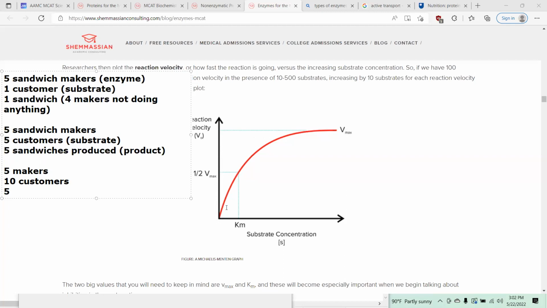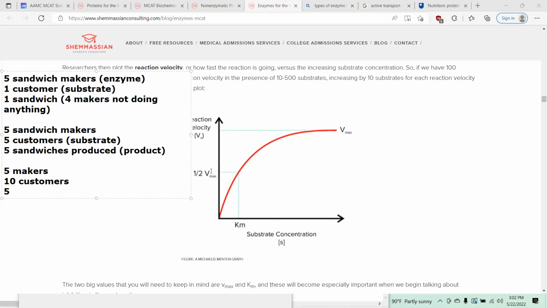So let's say this is one customer, and then this is two customers. This is three customers. This is four customers. And then boom, this is five customers. If a sixth customer comes in, it will not go up. That's why there's this little blue line here, because we already hit Vmax. We don't have six sandwich makers. We only have five sandwich makers, so we can only make five products.